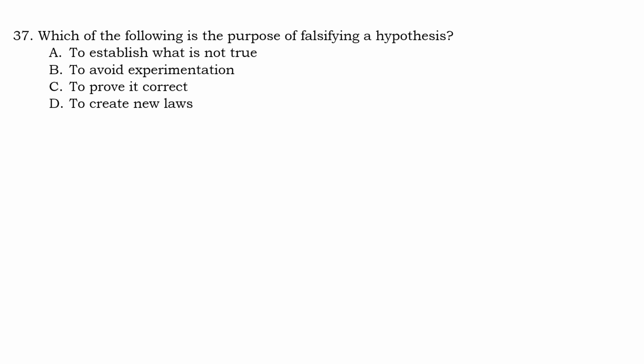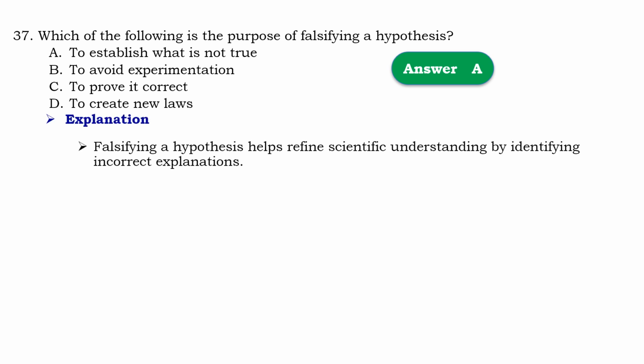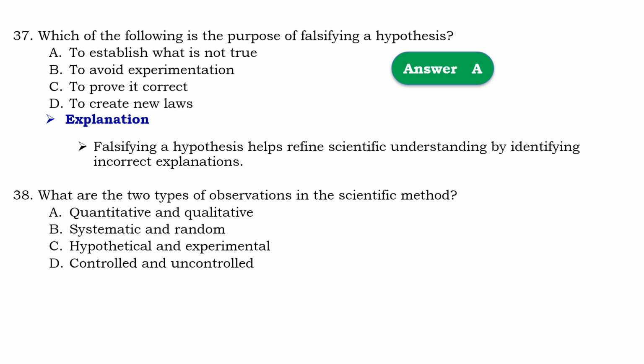Question number 37. Which of the following is the purpose of falsifying hypothesis? hypothesis falsify የምናደርግበት ጥቅሙ ምንድነው ይላል so that should be A, to establish what is not true ስለዚህ አንድ ነገር እውነተኛ አለመሆኑን የምናረጋግጥበት መንገድ ነው ማለት ነው means that falsifying hypothesis helps to refine scientific understanding by identifying incorrect explanations.